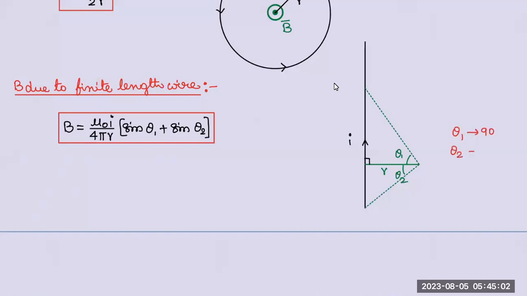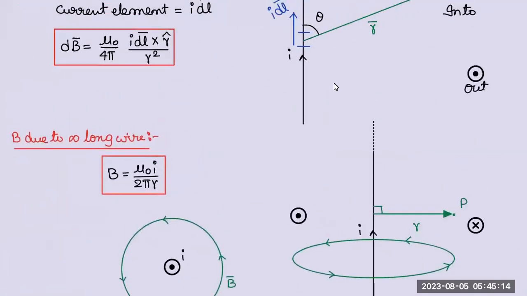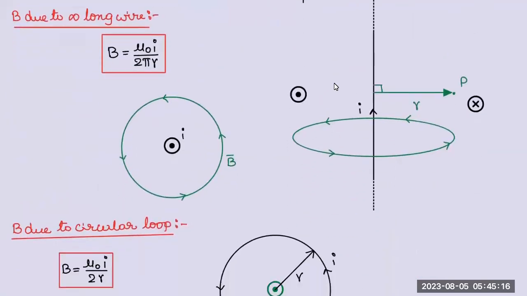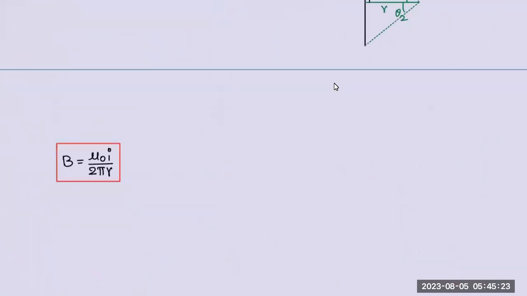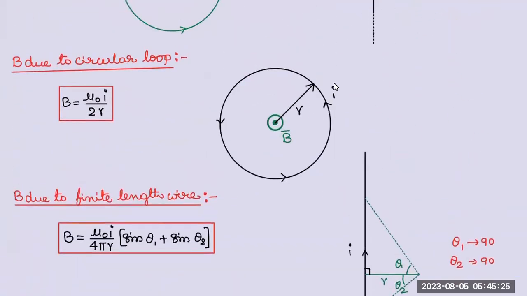θ2 also 90. So infinite long wire means put θ1, θ2, 90. Sin 90 is 1, sin 90 is 1. 1 plus 1 is 2. 2 by 4 is 1 by 2. So exactly same answer you will get. But my strong recommendation is that remember these three. Remember these three formulas. You have to mug up.